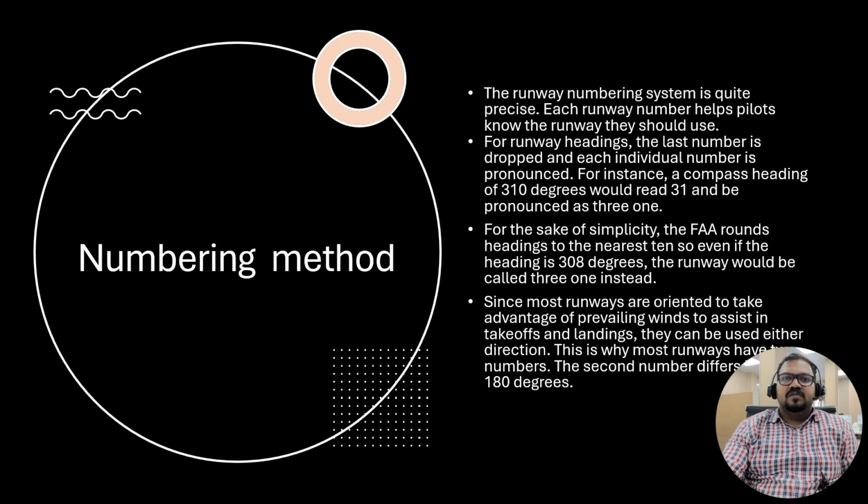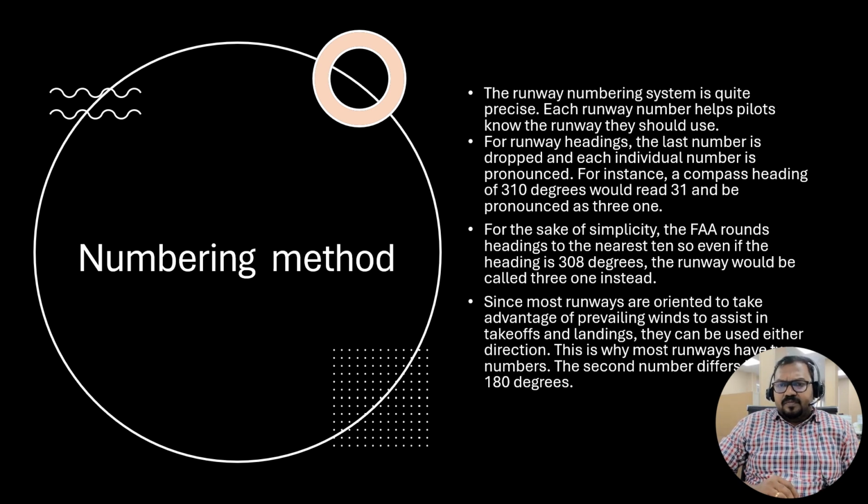Okay, next numbering method. In this slide, we are talking about how runway numbers help pilots know which runway they should use. The pilot uses compass bearings, and the same thing applies here. For the runway heading, the last digit is dropped and each individual number is pronounced. For instance, a compass heading of 310 degrees would be pronounced as 31 in airport terminology.